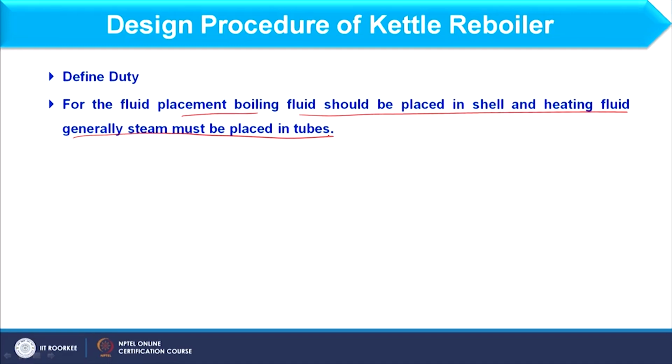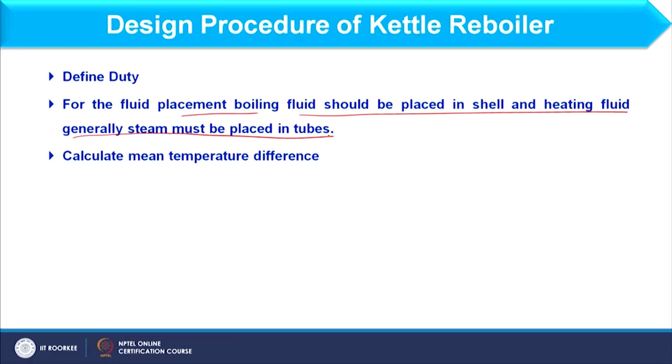Boiling fluid should always be in shell side. In this way you allow the fluid to move to shell side or tube side, and next we should calculate the mean temperature difference. Now, here we will have three different cases.